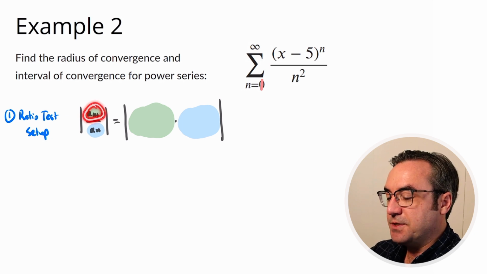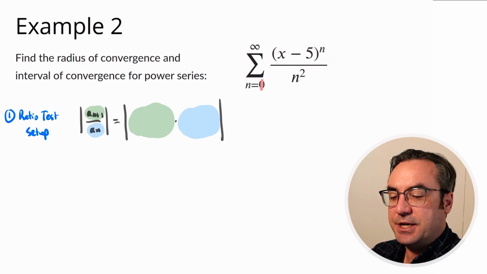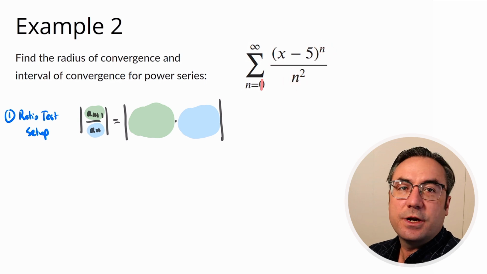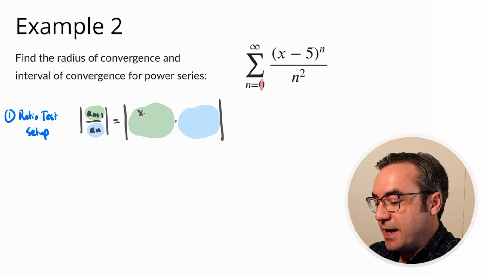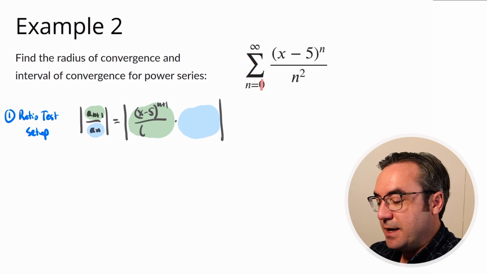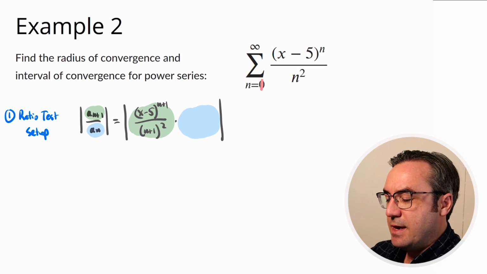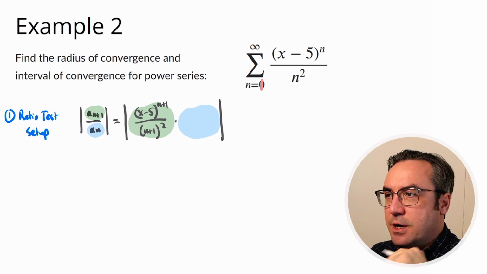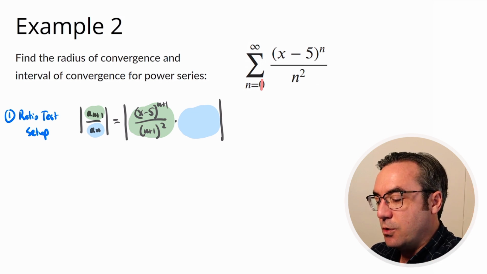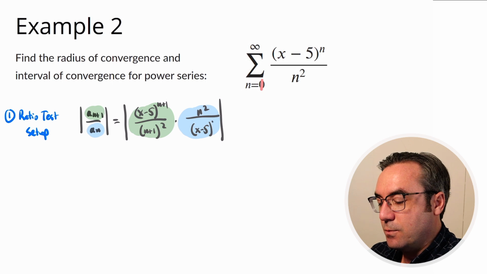All right, so first of all, what's a sub n plus 1? Well, we go to our power series, and wherever we see an n, we change that to parentheses n plus 1. So we end up with x minus 5 raised to the power n plus 1 divided by n plus 1 squared. Next to this, we take the original term and just flip it, putting the reciprocal. So the n squared term goes on the top, and our x minus 5 power goes in the bottom there.